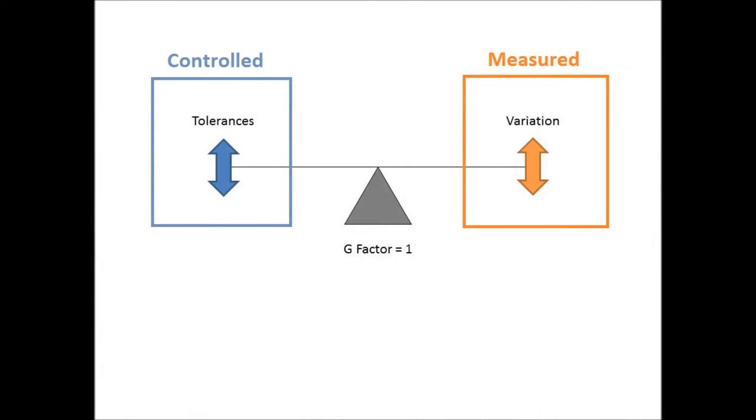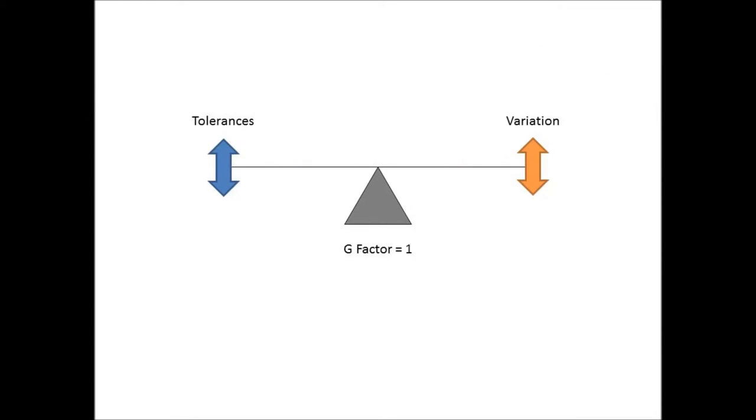Picture a lever where one side is controlled and the other side is measured. If the fulcrum is centered, the G-factor will be 1 because the measured side will vary with the same range as the controlled side. As the fulcrum moves nearer to the controlled side, the measured side will vary more than the controlled side. Thus, the G-factor will increase.